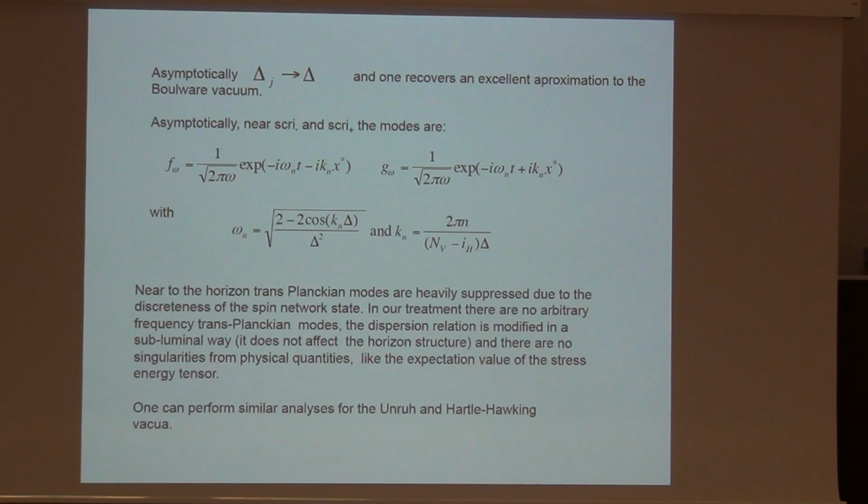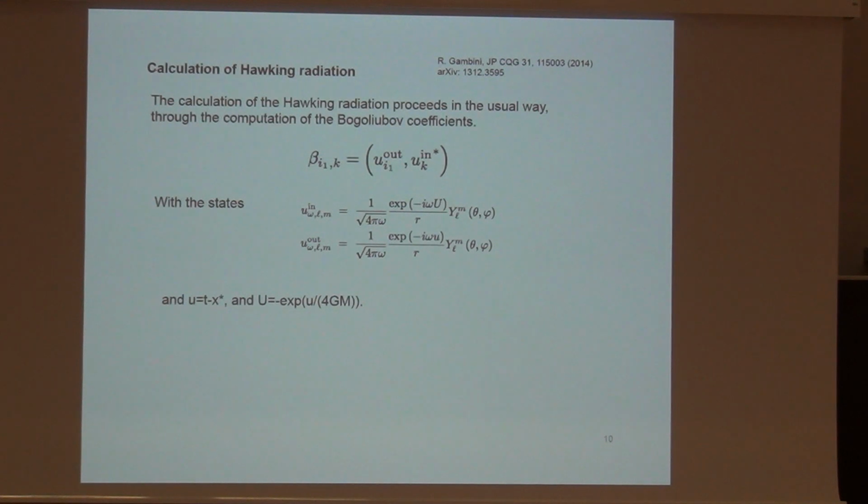So since we have all this, can you do things like study Hawking radiation on these quantum spacetimes? And the answer is yes. So to study Hawking radiation, of course, what you want to do is you want to compute Bogoliubov coefficients. And you do that with the ordinary modes, in this case in spherical symmetry. And the calculation goes through exactly like it does in traditional treatments.